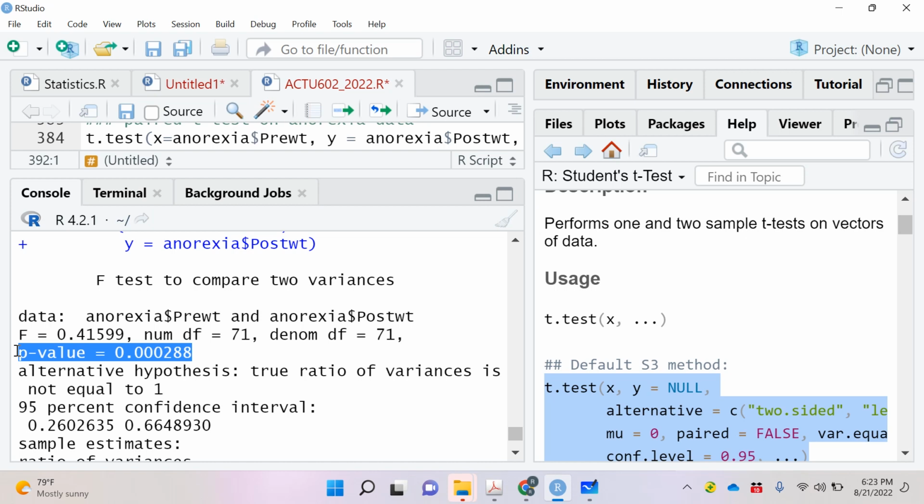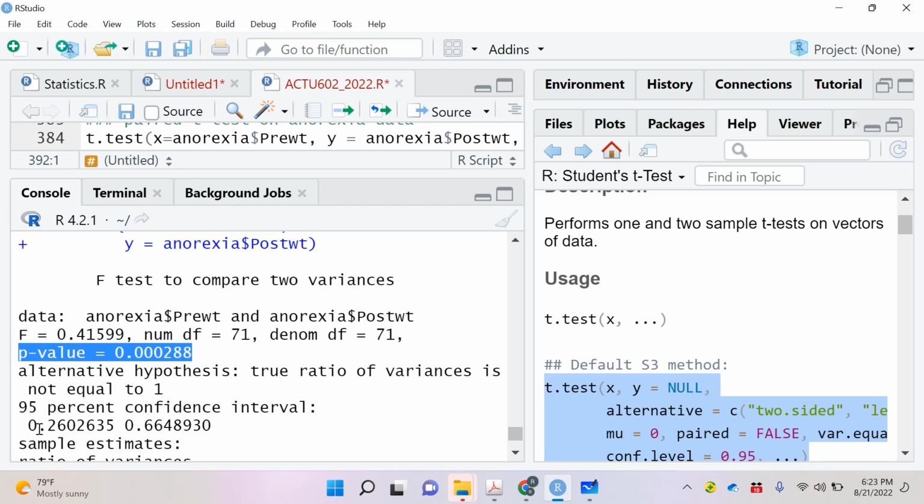The p-value is 0.0002. Will you reject the null hypothesis of equality of variance or fail to reject it? We reject the null hypothesis. What it means is that the variances are what? Not equal. Is that okay? So if we are computing this, we must put var.equal to be what? False. So actually what we did, we were right to put var.equal to be false.